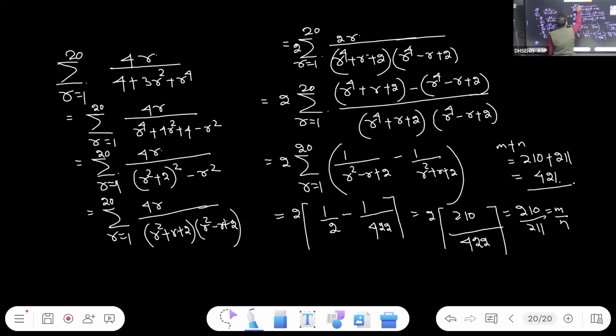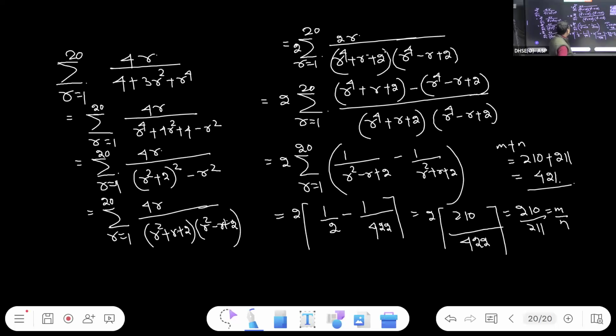I hope it is clear to you. Write in the chat box, is it clear? Is it clear? Avinash? Gayatri? Gayatri answer, correct answer. Yes. So this part is over.